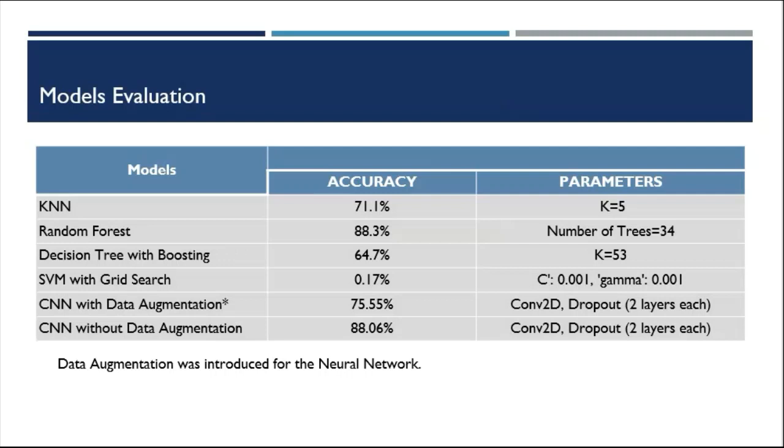Now let's compare the models. From the table, we can observe random forest gives the highest accuracy of 88.30% and SVM has the lowest accuracy, at 0.17%. We have extracted surface features using GLCM, which is dependent on grayscale values, and that may be negatively impacting the models.